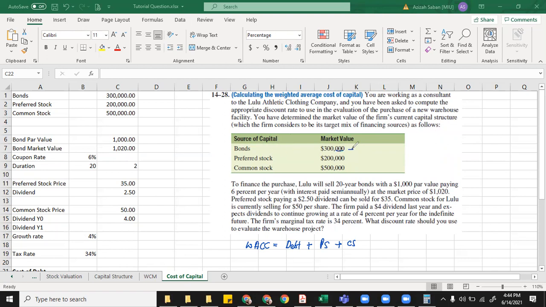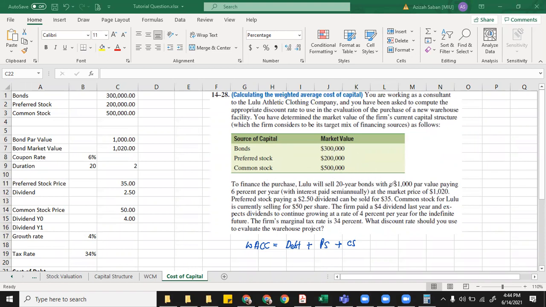Bonds, it has 300,000. Preferred stock, it has 200,000. And common stock, 500,000. To finance the purchase, Lulu will sell a 20-year bond.